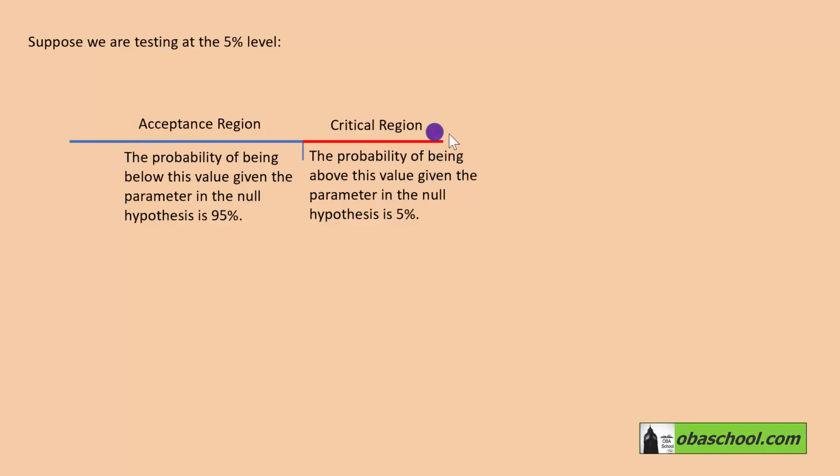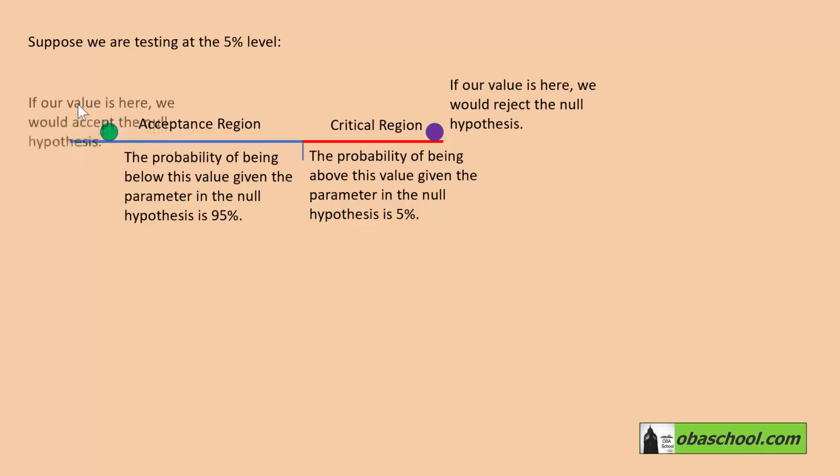If we calculate a value of a test statistic, and it is here, then we would reject the null hypothesis. If we calculate and the value is here, then we would accept the null hypothesis. So it's quite straightforward. You accept if it's in the acceptance region, and you reject if it's in the critical region.